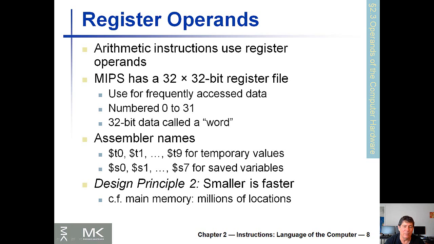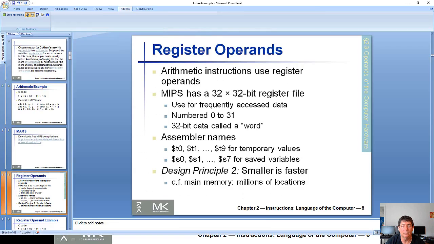So here's our second design principle in this section. Smaller is faster. And the reason that's true is because smaller means fewer instructions. Fewer instructions means there's less for the processor to do. If there's less for the processor to do, it's going to be faster. So just remember that smaller is faster.